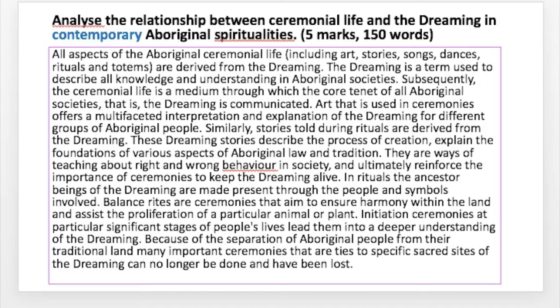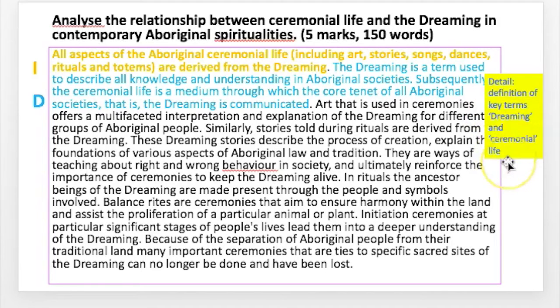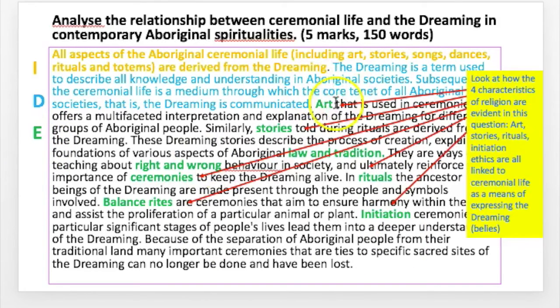This is a sample answer. I've just broken it up into the ideal structure. So we have our intro sentence to address the question, and we can see right out all aspects of Aboriginal ceremonial life are derived from the dreaming. Key terms of dreaming and ceremonial life in our detail sentence. So here we next have our examples, which are shown in green, and you can see how these examples link to the other 3 characteristics of religion.